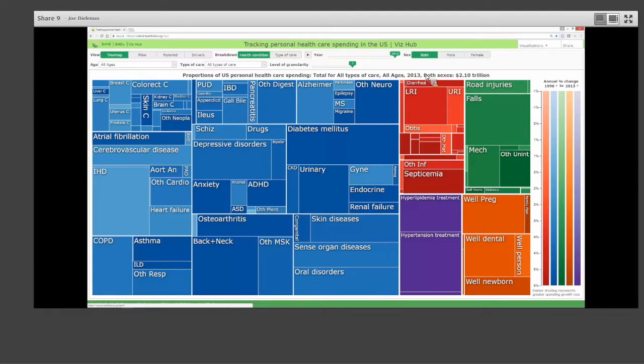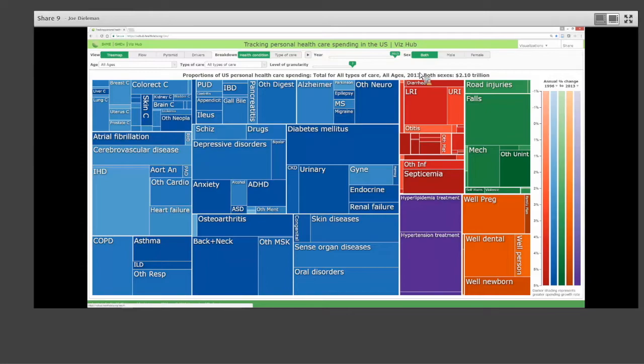And one thing to draw your attention to, which really gets to the crux of the issue today, is that the darker colors, the ones that pop out to you a little bit more, are the health conditions that have the spending increasing the fastest. So I'm going to start by drawing your attention to diabetes.